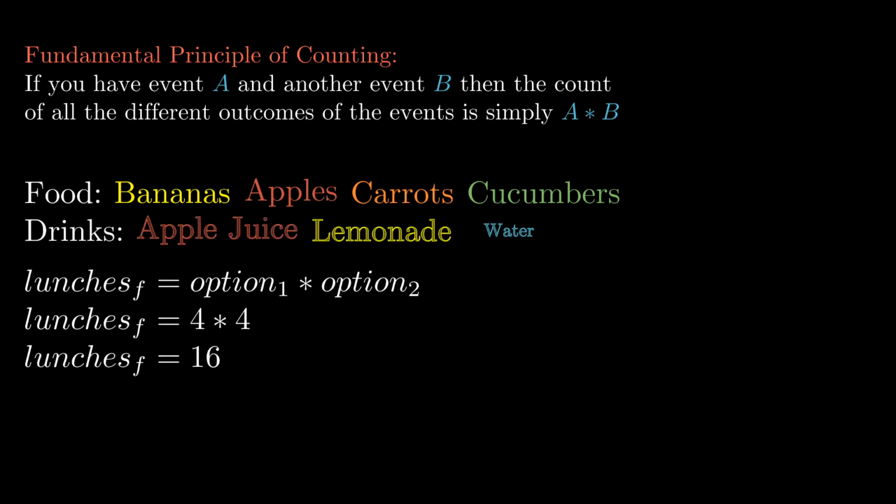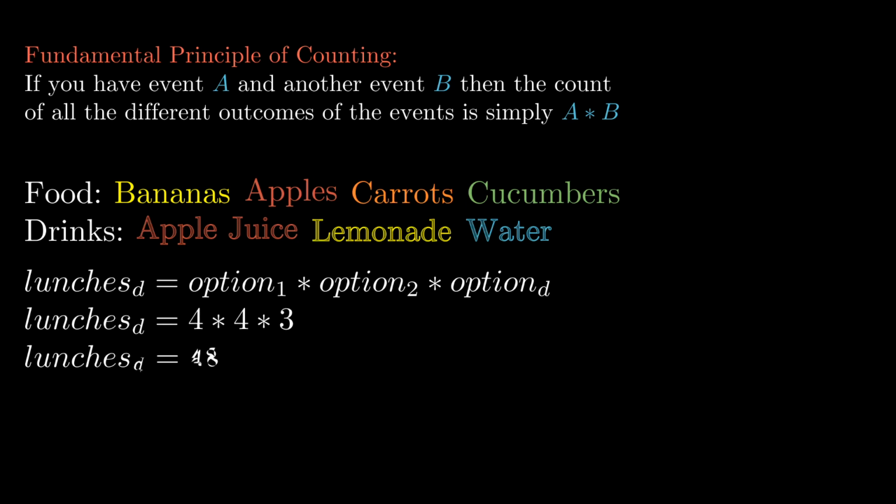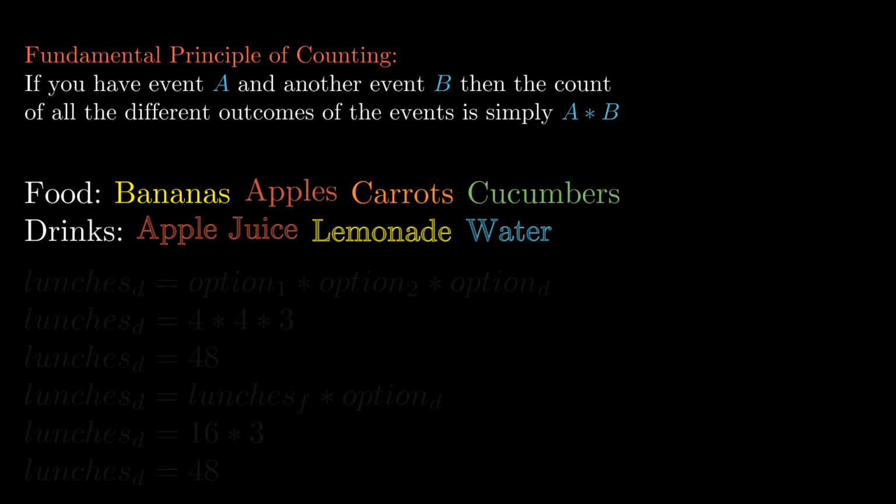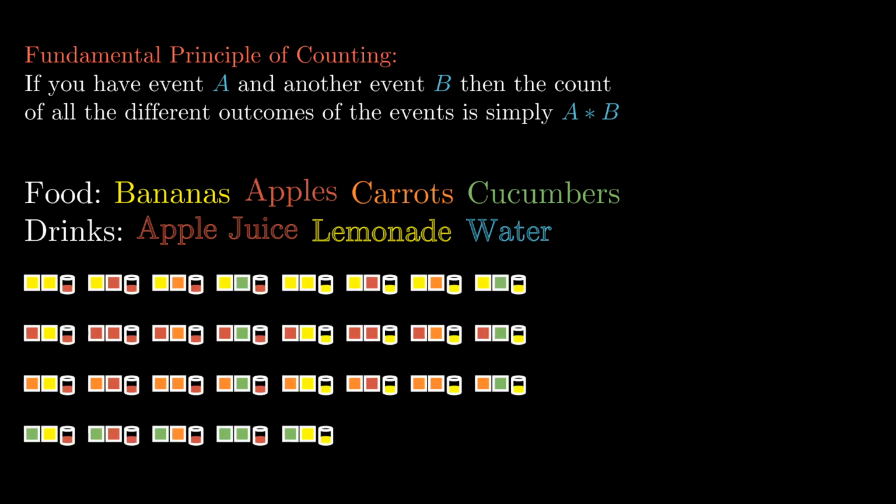Now let's add 3 drink options, say apple juice, lemonade, and water. In addition to our 2 food items, we'll have 1 drink. How many different lunches are possible now? Well, first we have 4 options for the lunch item, and then 4 options for the second lunch item, times 3 options for the drink. 4 times 4 times 3 equals 48. Another way we could do this is to say that the lunch options including a drink is equal to the lunch options with just food, which is 16, times the 3 drink options. Either method gives us the same result, 48. Here's a look at what those options look like.